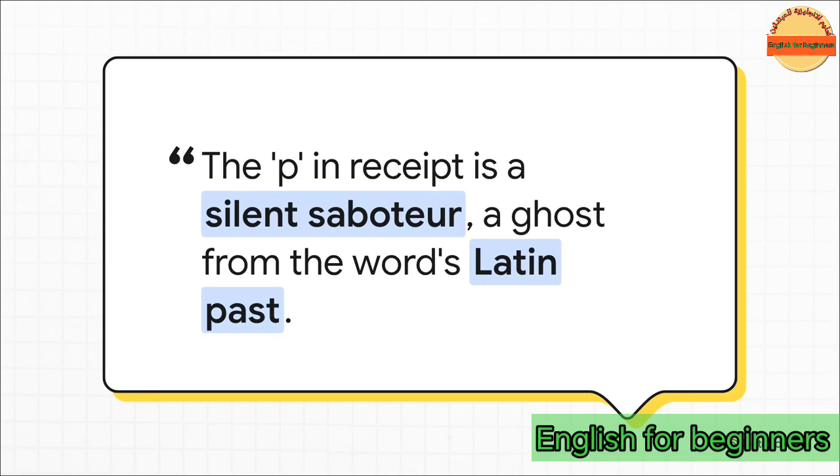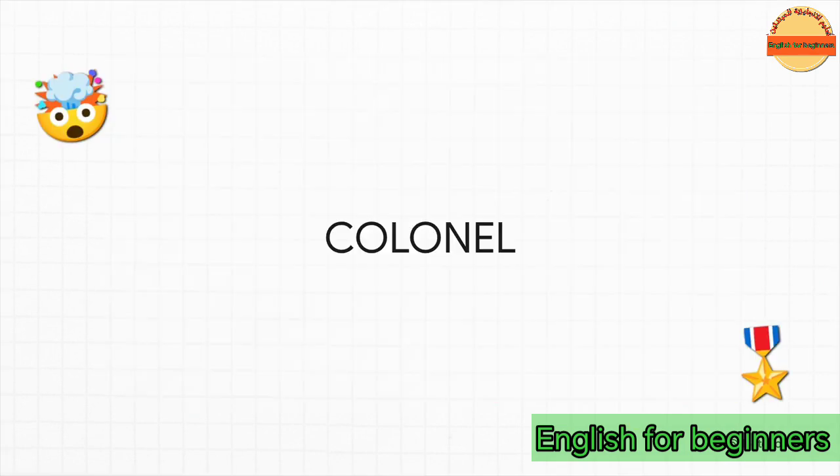The source material for this explainer calls that P a silent saboteur, and it's a ghost from the word's Latin past, from the word recepta. See, it's a little historical echo, not a sound we actually need to make today. Okay, you ready for this one?